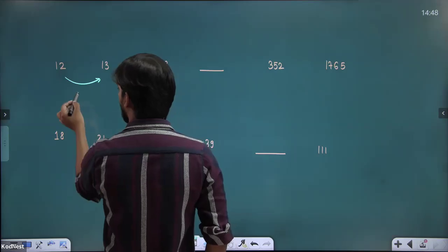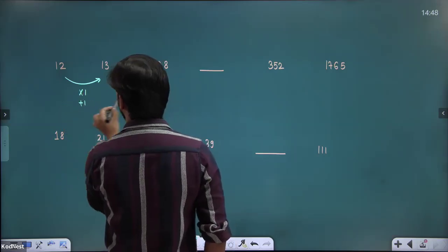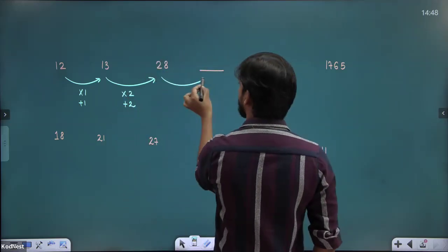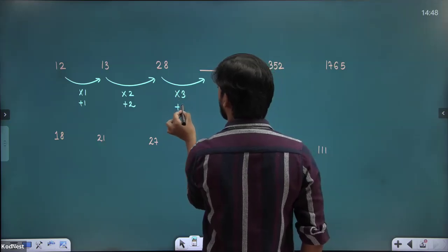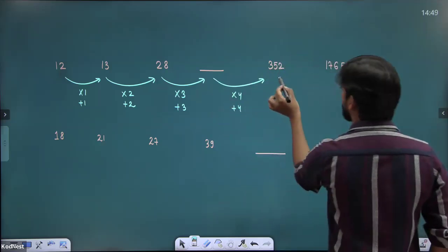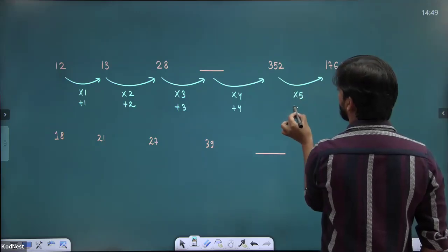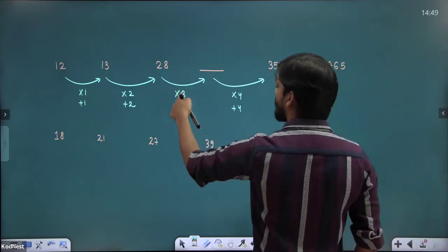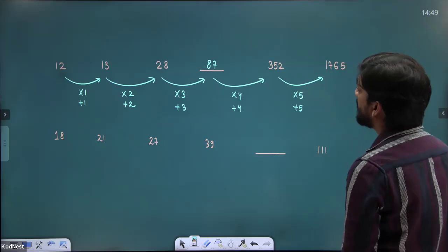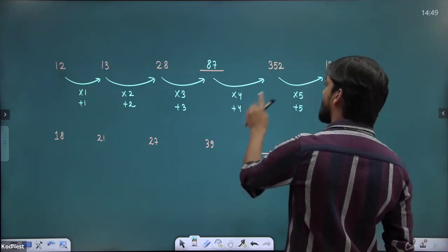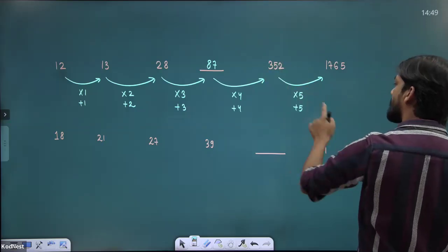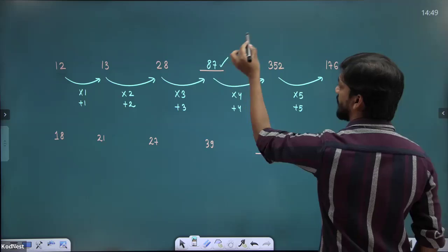Just multiplication also will not work out. So think multiply by 1 plus 1. Next, multiply by 2 plus 2. Next, multiply by 3 plus 3. Please do not stop. Next, multiply by 4 plus 4. Next, multiply by 5 plus 5. So 28 into 3 plus 3 will be 84 plus 3, 87. 87 into 4 is 348 plus 4, 352. 1500, 1750, 1760 plus 5, 1765. So yes, it is working out.